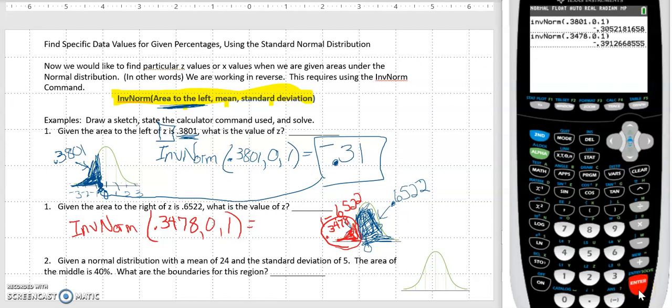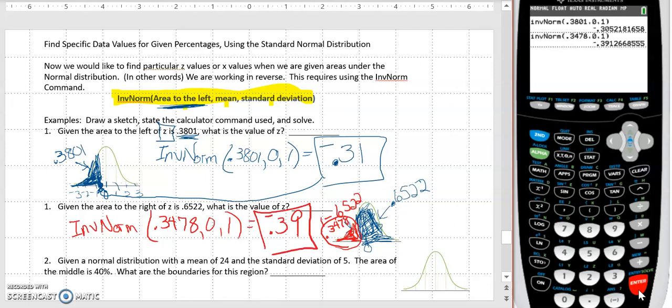And this ends up being negative 0.39. So this answer right here is negative 0.39. That's going to be the Z value.